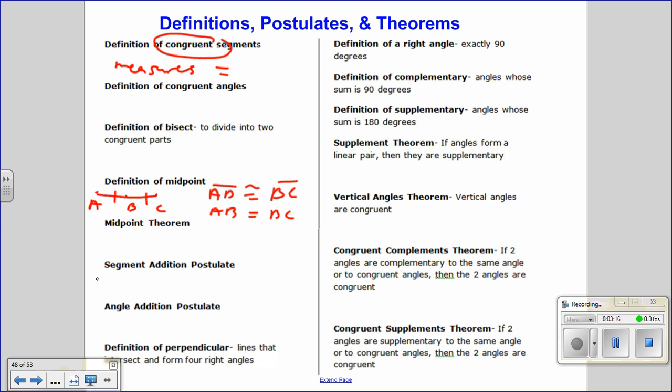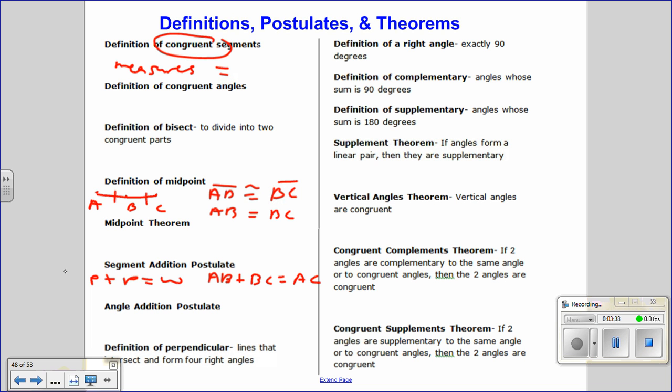Segment addition postulate was part plus part equals whole. So if I use my segment ABC that I just drew, I would say AB plus BC equals AC. And we talked about this earlier this year.